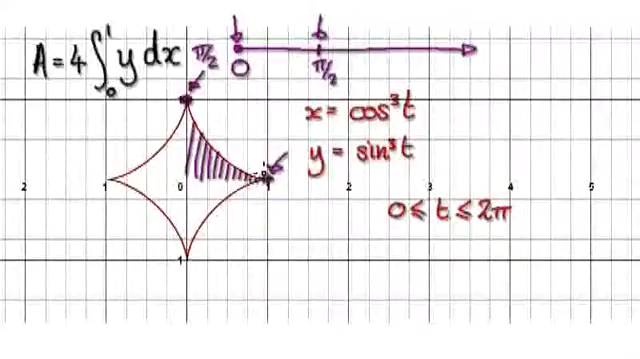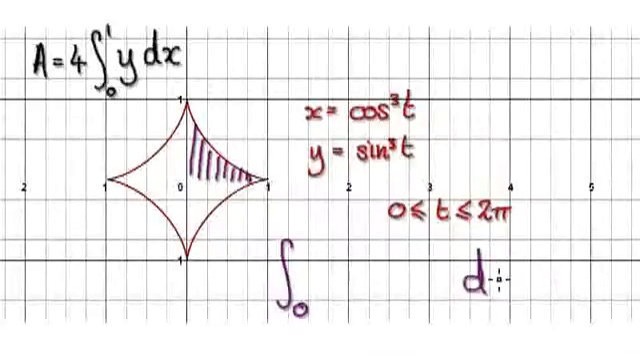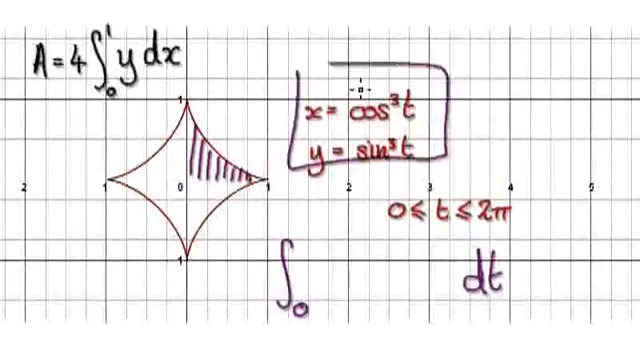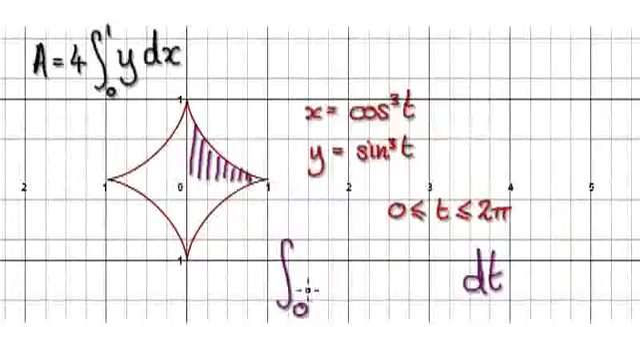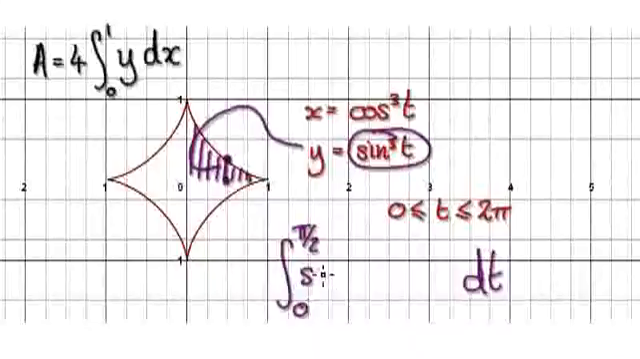So we need to sum up all the strips from time 0. Remember, we are moving in terms of time because we're in the parametric realm. So we need to sum up from 0 all the way to pi over 2. Each step of the way, we're always going to need to know the height. In the parametric realm, the height is always easy to obtain. It is sine to the power 3 of t.